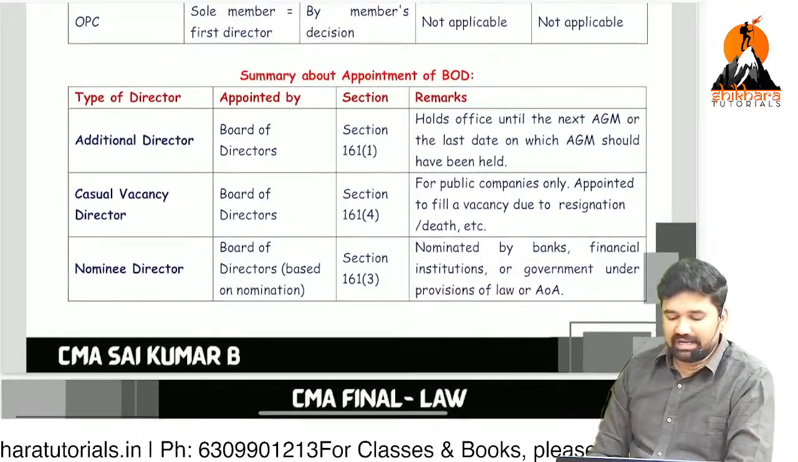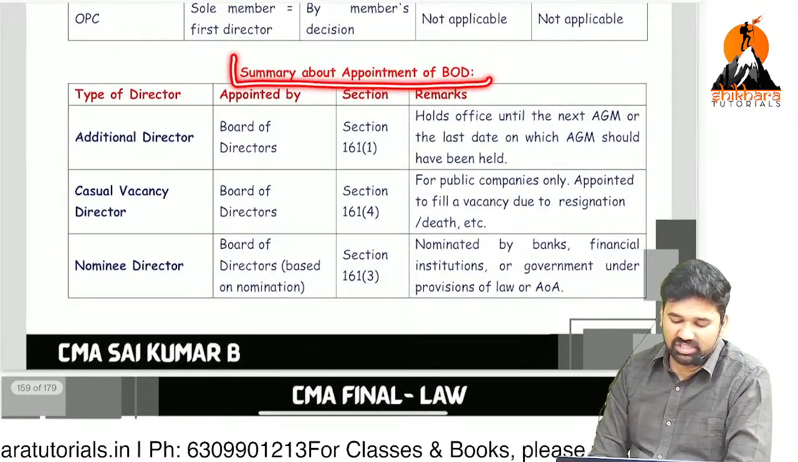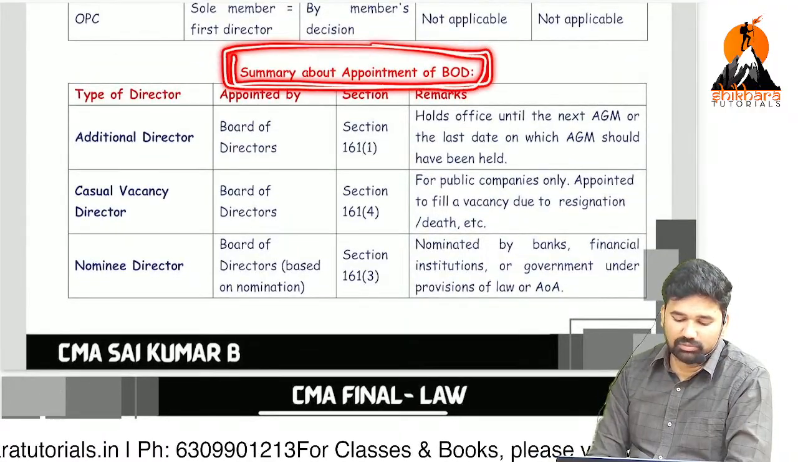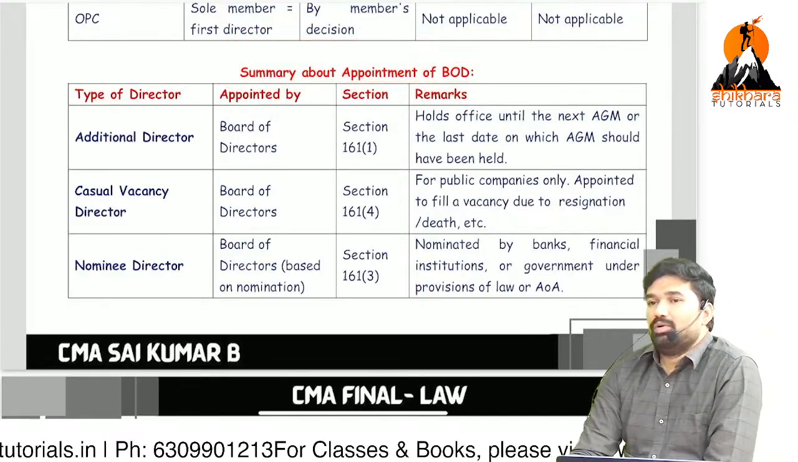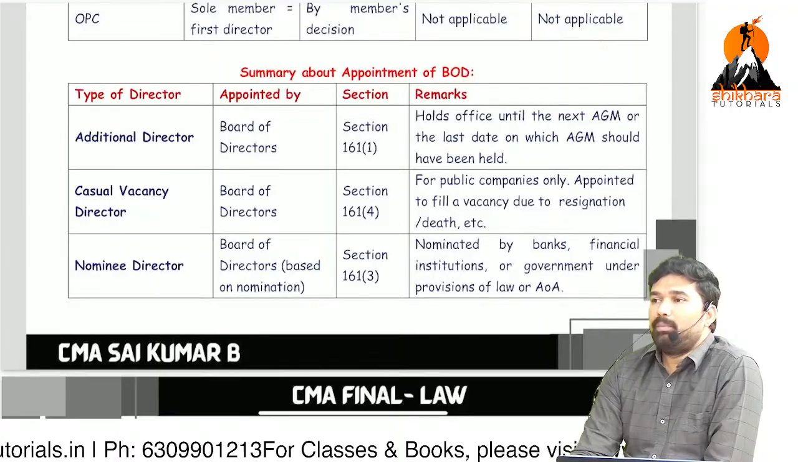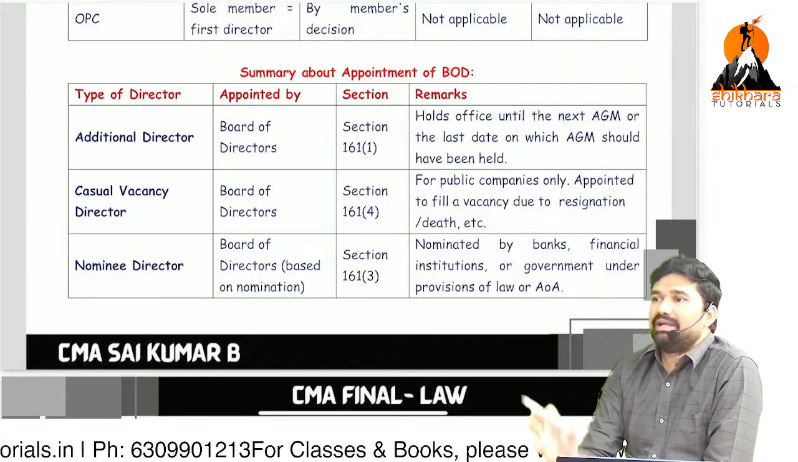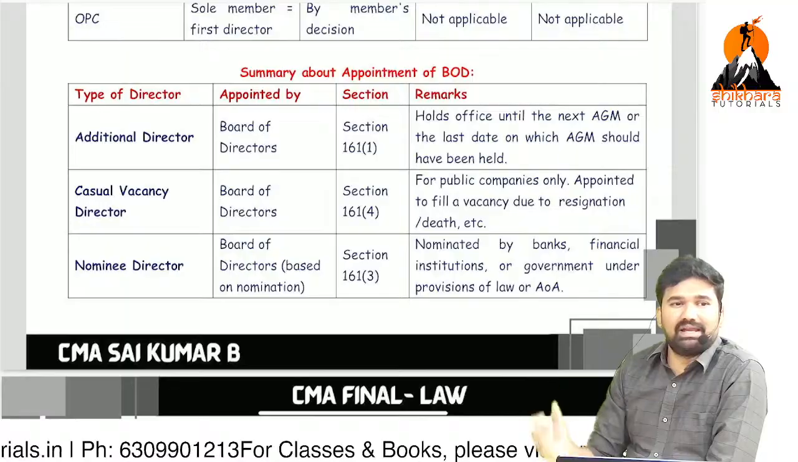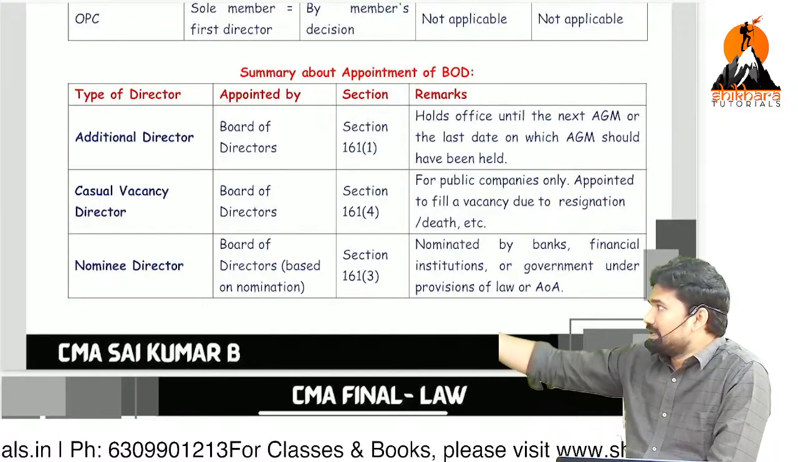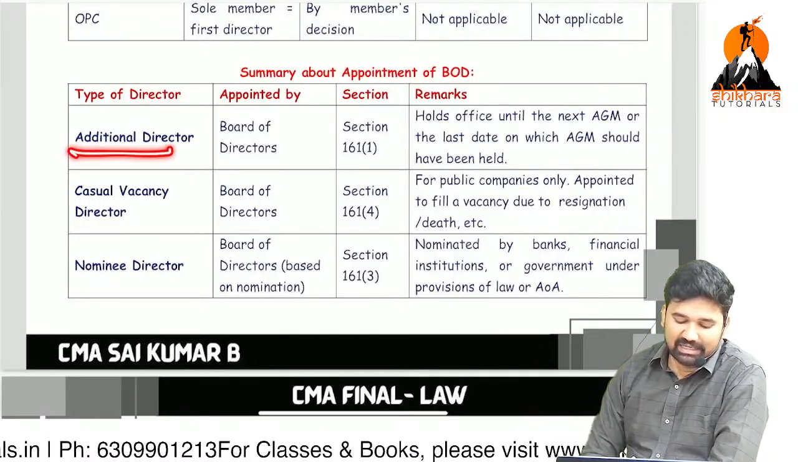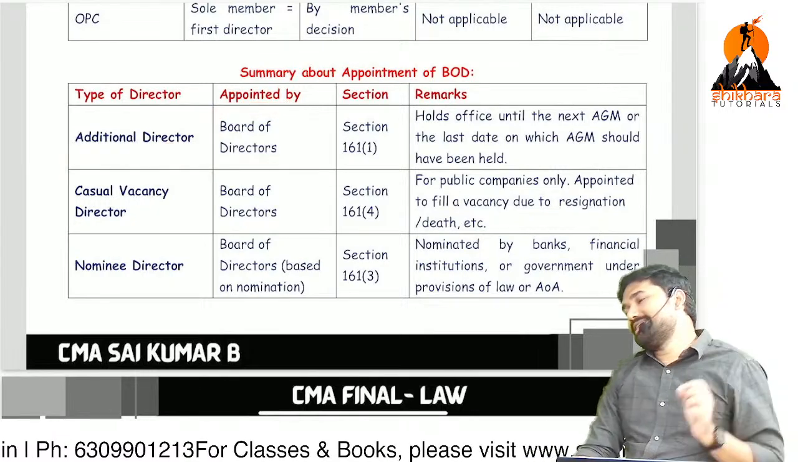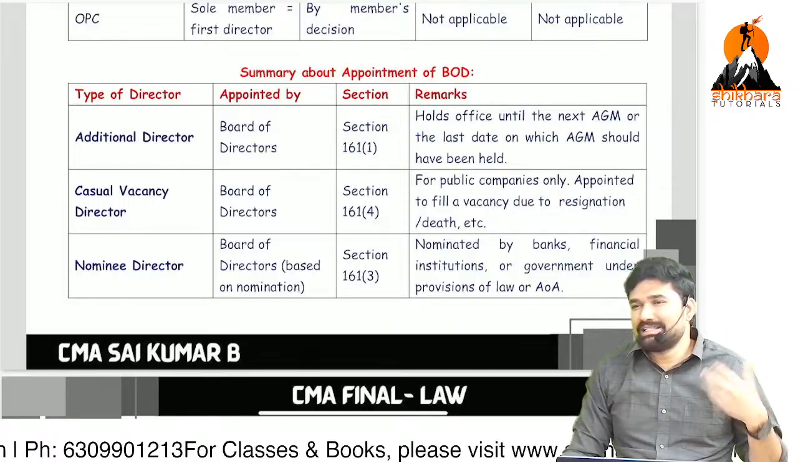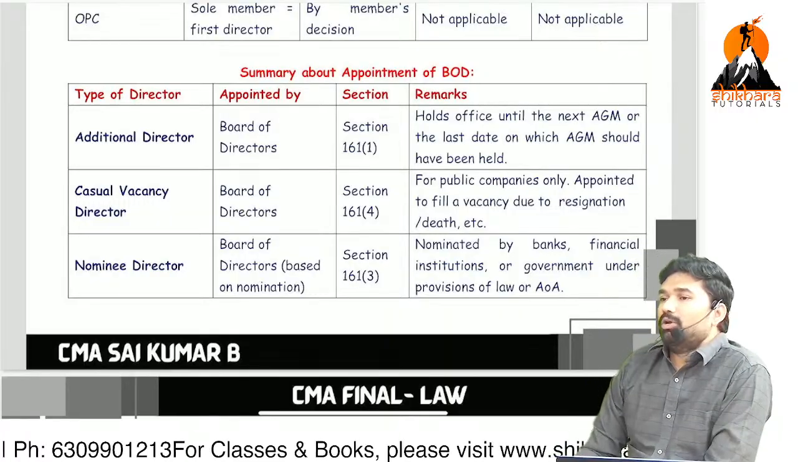Okay, let's quickly discuss this table, the summary about appointment of BOD. Who has the appointing authority? Several types of directors are there, right? So let's quickly discuss. First of all, the additional director: who has the appointing authority to appoint an additional director? Board of directors.